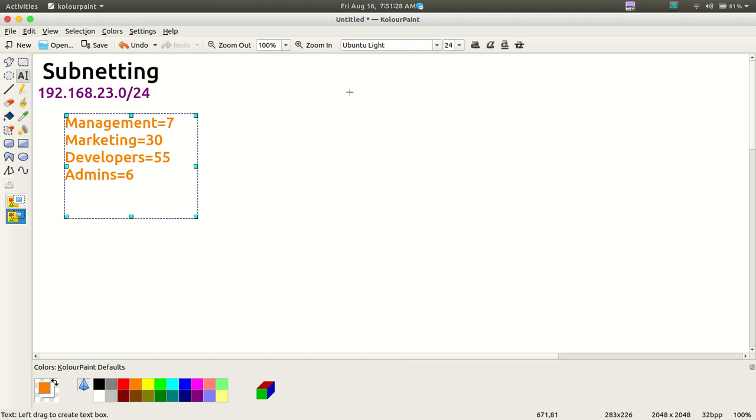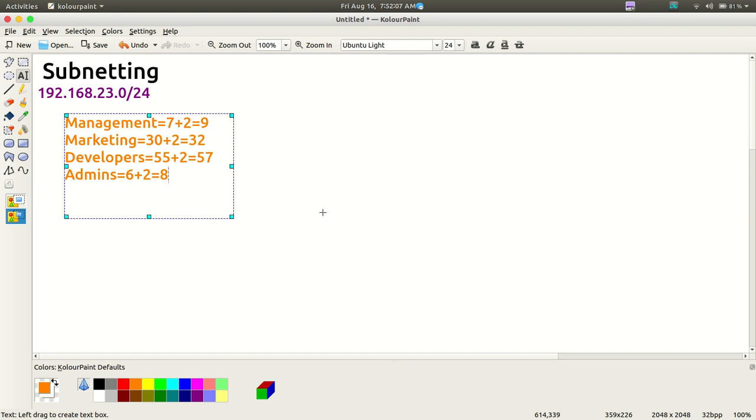Okay, so I'm going to add 2 to every department. So what I'm going to do is plus 2 to every department. This is going to give me a total of 9 IP addresses. So here I need 9 IP addresses. For the marketing department, if I add 2, I'll need a total of 32 addresses. Okay, for the developers department, if I add 2, I need a total of 57 addresses. Okay, and for the admins department, if I add 2, I need a total of 8 addresses. Okay, so this is our requirement as of now. This is my requirement for every given department.